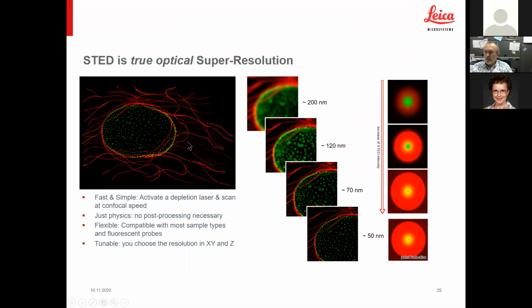But the nice thing about this is that it's a truly optical technique, so you don't really have to do any post-processing or further deconvolution or anything. And since you can change the depletion laser power, you can actually tune your resolution. The more power you use, the more you squeeze the excited spot and improve your resolution. Of course, the dimmer your signal will also be, because now you're collecting signal from a volume that's maybe 100 times smaller than originally, so you'll get many fewer photons.